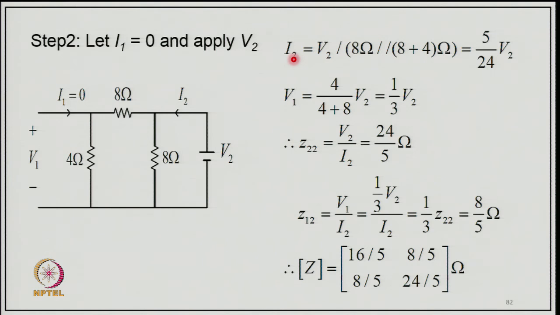Now keeping the input port open to get the other two parameters, I1 equals 0 and we apply V2. So I2 equals V2 upon the 4 ohm in series with the parallel of 8 ohm, that is 5 by 24 times V2. So V1 becomes 4 upon 4 plus 8 times V2, or 1 by 3 V2. Z22 is V2 upon I2, that is 24 by 5, and Z12 is V1 upon I2, equal to 1 by 3 of Z22, equal to 8 by 5. The Z matrix is now 16 by 5, 8 by 5, 8 by 5 and 24 by 5 ohms.